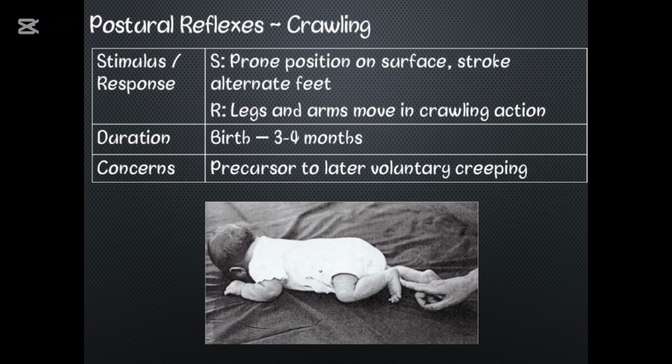Now the next one is the crawling reflex. Now if the infant is placed in a prone position on a surface and there is stroking of alternate feet, this results in a crawling action of legs and arms. Duration is from birth to 3 to 4 months, and this is a precursor to later voluntary creeping.